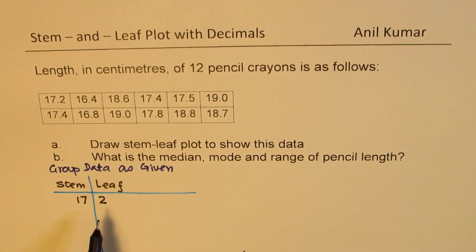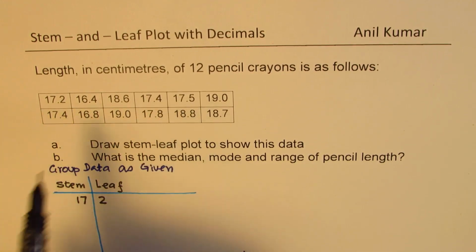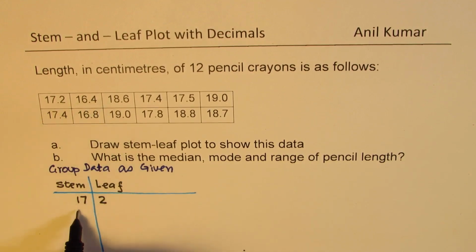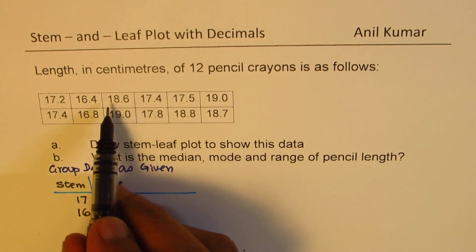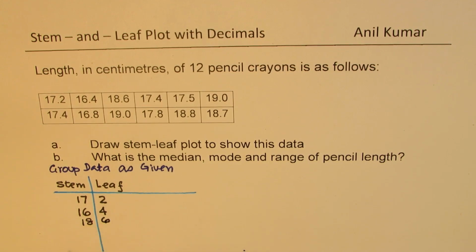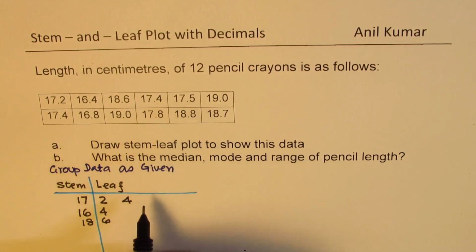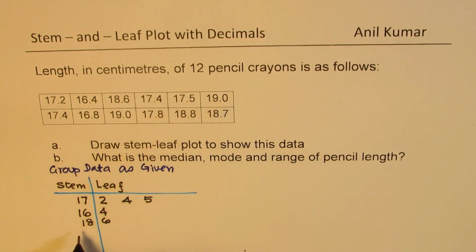So what we are actually doing here is we are trying to place all these values in the order given. Second is 16.4, so I'm placing 16 here and 4 in the leaf part. Then we have 18.6, so that is how we are going to place it. Then we got 17.4. We already had 17 here. We'll place 4 in the same row. 17.5, 5 goes there, that becomes 17.5. Then we have 19.0. 19 is the new group.